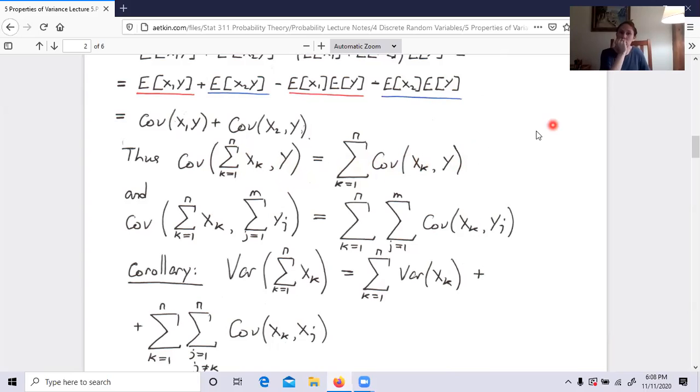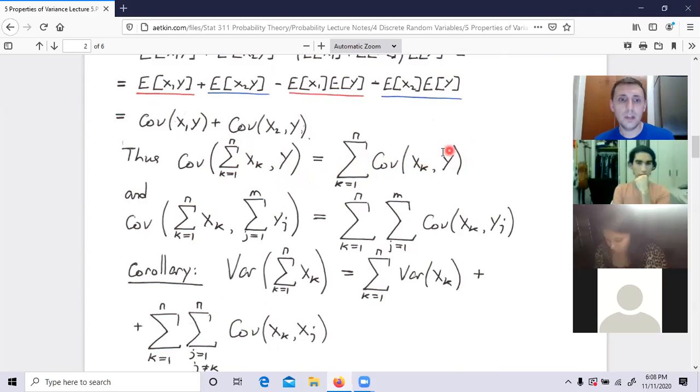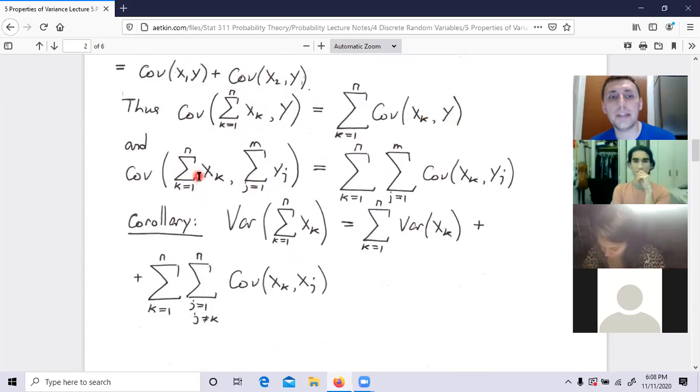So far, everything clear? Now, I can obviously observe the following. Covariance of some summation against another summation will behave like multiplication. Because I can first expand all the x's, then I can expand all the y's. It will be all possible sums of covariance of any xk against any yj. That's what the summation means.